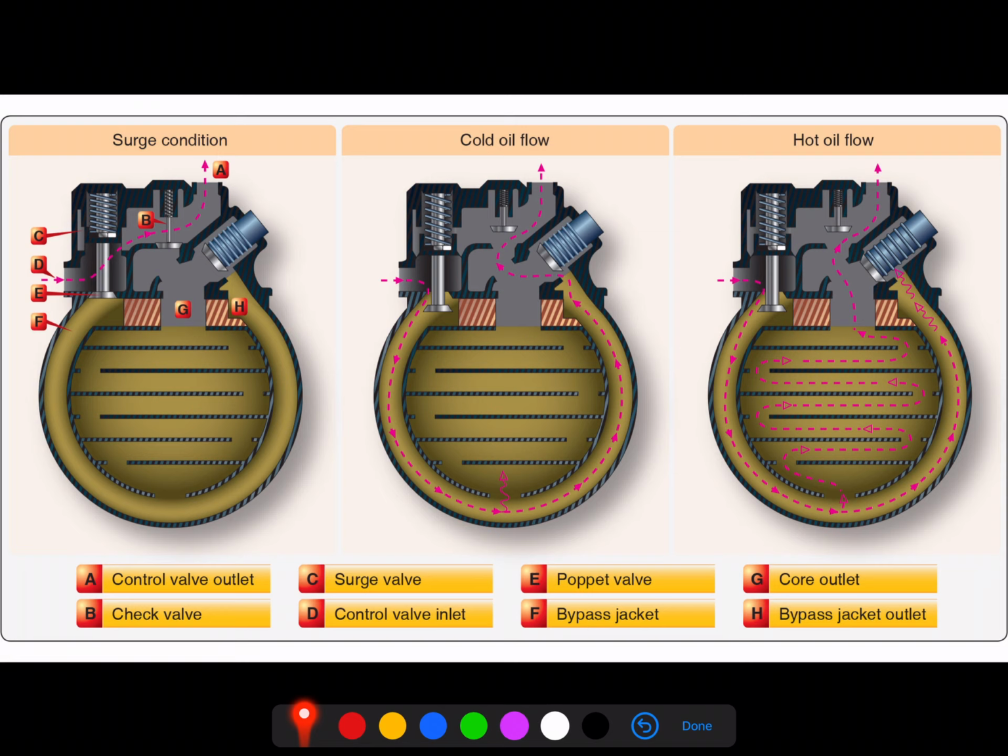So let's take a look at this from a slightly different view. This is a functional schematic of what we see with an oil cooler of that design in a couple different conditions. We're looking at a surge condition, cold oil flow, and hot oil flow. Now, there's a point of delineation that we need to make between our surge and cold oil flow.